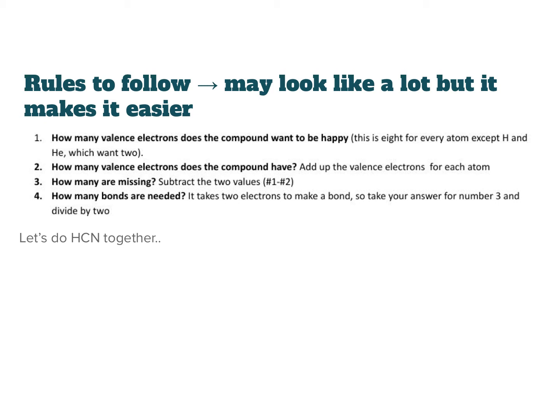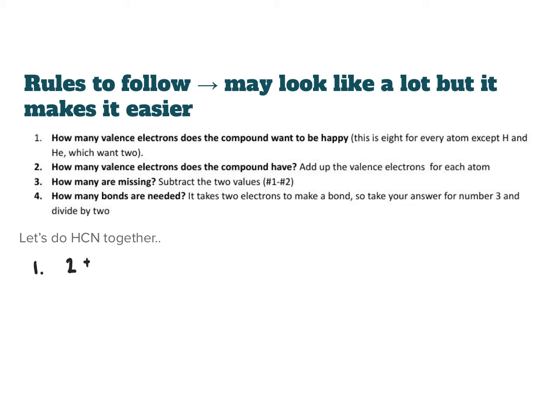So we're going to go ahead and do HCN together. We're going to follow these steps, and I'm going to work through them with you so you could learn how to do Lewis structures for covalent compounds. So rule number 1 says: how many valence electrons does the compound want to be happy? We're going to add up the total amount of electrons each element wants for the whole compound. So we got H, and according to the octet rule, we know that H doesn't want 8. It wants 2 in its outer shell.